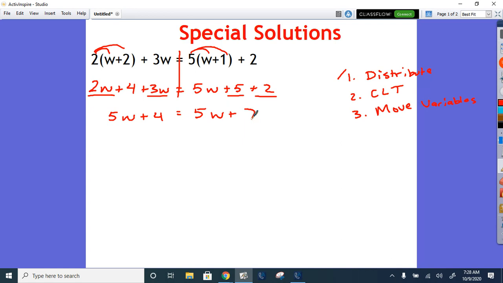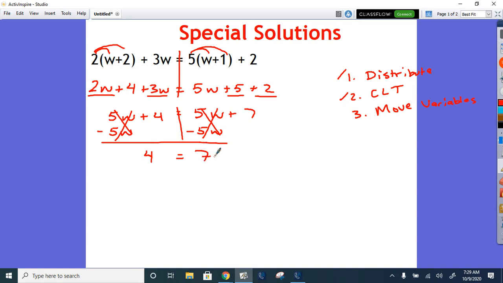And now I've combined like terms, so I have variable, number, variable, number. Now I'm going to move my variables. Well, we said we want to move our smaller variable first. Well, I have 5w and 5w, so they're equal. In that case, I'm going to subtract 5w from both sides. It really doesn't matter which one you use. And I end up getting 4 on one side, and that's equal to 7.